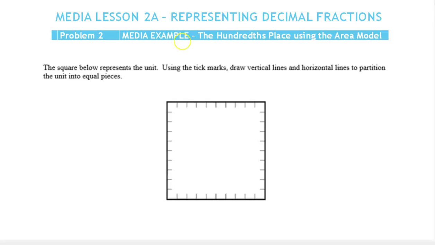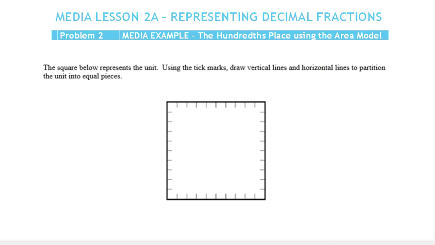In this video, we're going to represent the hundredths place using the area model. So the square below represents the unit. Using the tick marks, draw vertical lines and horizontal lines to partition the unit into equal pieces.